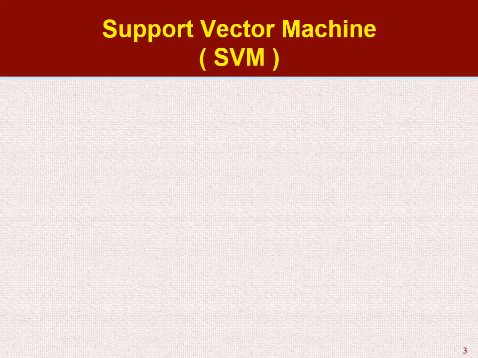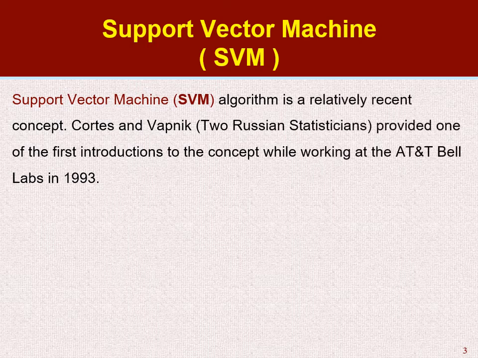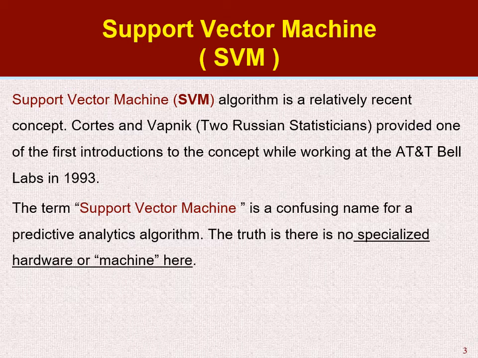Support vector machine, or SVM. The support vector machine algorithm is a relatively recent concept. Cortes and Vapnik, two Russian statisticians, provided one of the first introductions to the concept of SVM while working at the AT&T Bell Laboratory in 1993. The term support vector machine is a confusing name for a predictive analytics and machine learning algorithm. The truth is there is no specialized hardware or quote-unquote machine here.